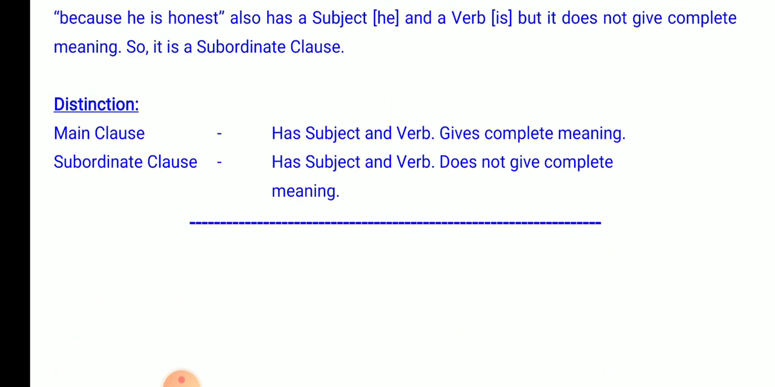I hope you have understood now what a phrase is, what a clause is, and then what is a main clause, and then what is a subordinate clause. What is the difference between the main clause and the subordinate clause?